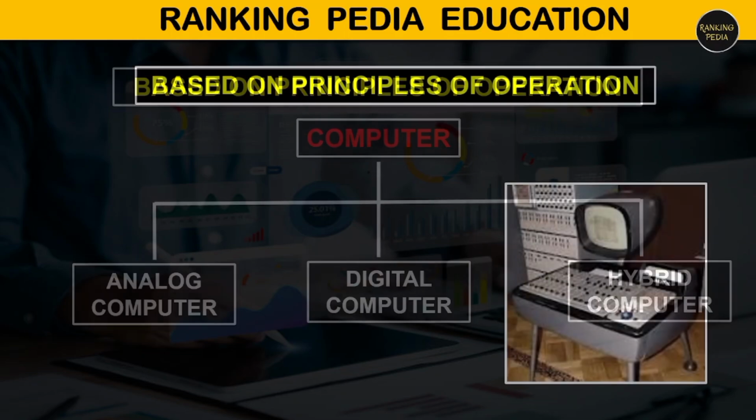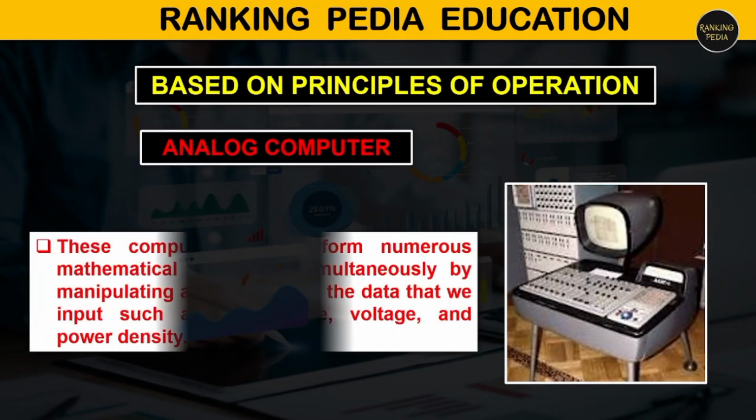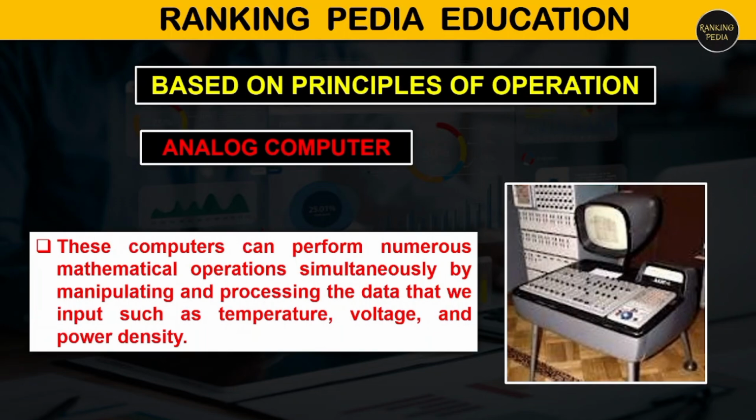Now coming on to the analog computer. This is how an analog computer looks like. So what is an analog computer? These computers can perform numerous mathematical operations simultaneously by manipulating and processing the data that we input, such as temperature, voltage and power density. If we give these inputs to these computers, they can perform numerous mathematical operations through it. So this is all about an analog computer.